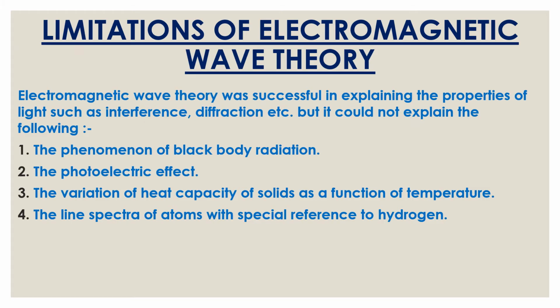Now there are some limitations of electromagnetic wave theory. Electromagnetic wave theory was successful in explaining the properties of light such as interference, diffraction, etc. But it could not explain the following: the phenomena of black body radiation and the photoelectric effect. These two we will discuss in detail. Another limitation is the variation of heat capacity of solids as a function of temperature.